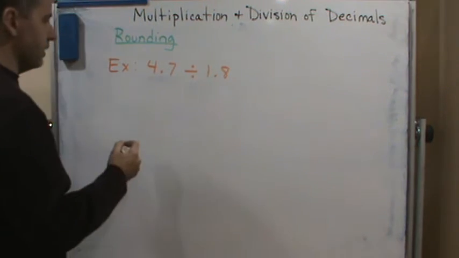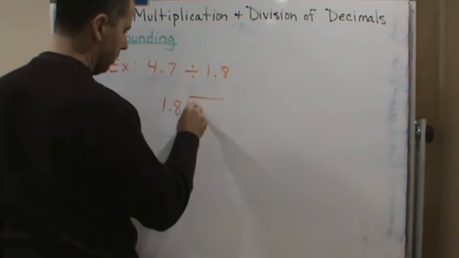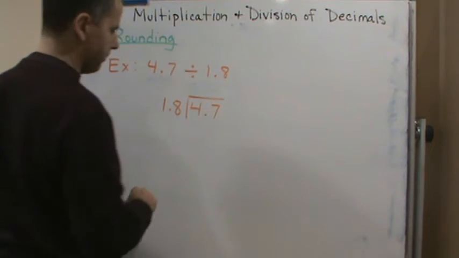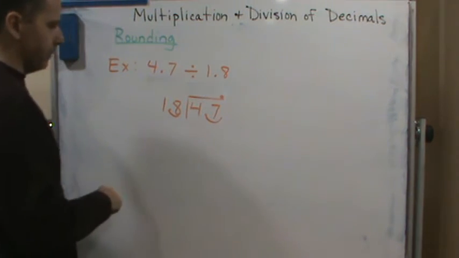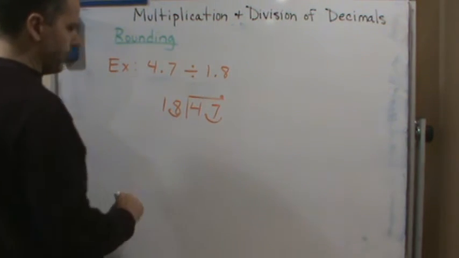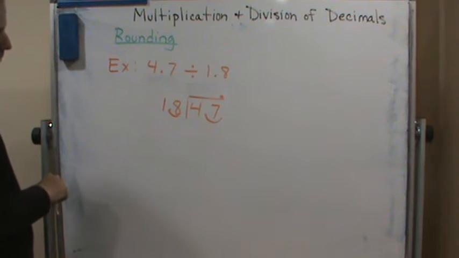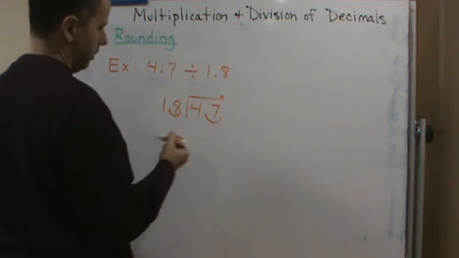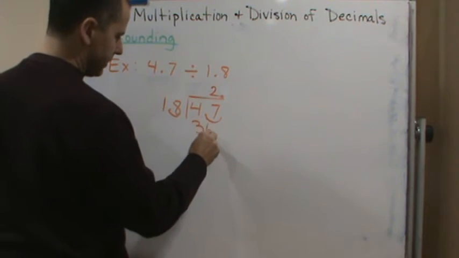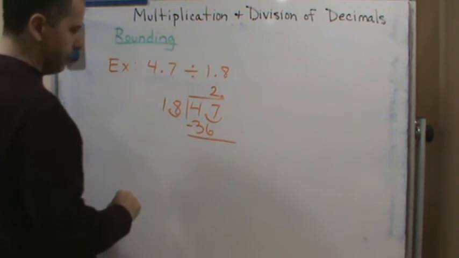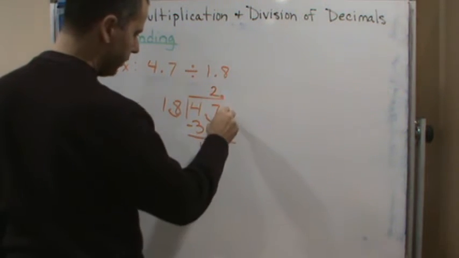So let's divide. So this will be written like this. And so I'm going to move the decimal point over and raise it up. And now 18 goes into 47. How many times? Twice. And so this is going to give me 36. So I subtract 36, and that's going to give me 11. And then I'm going to drop down a 0.